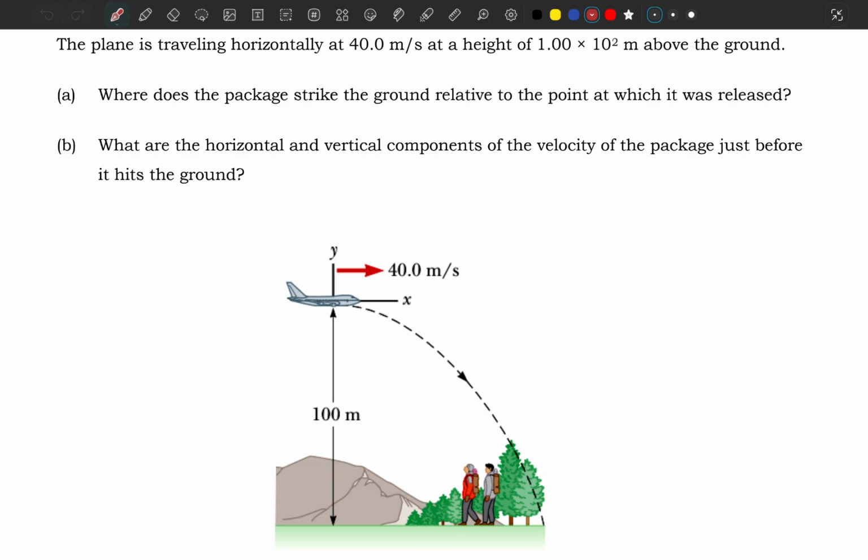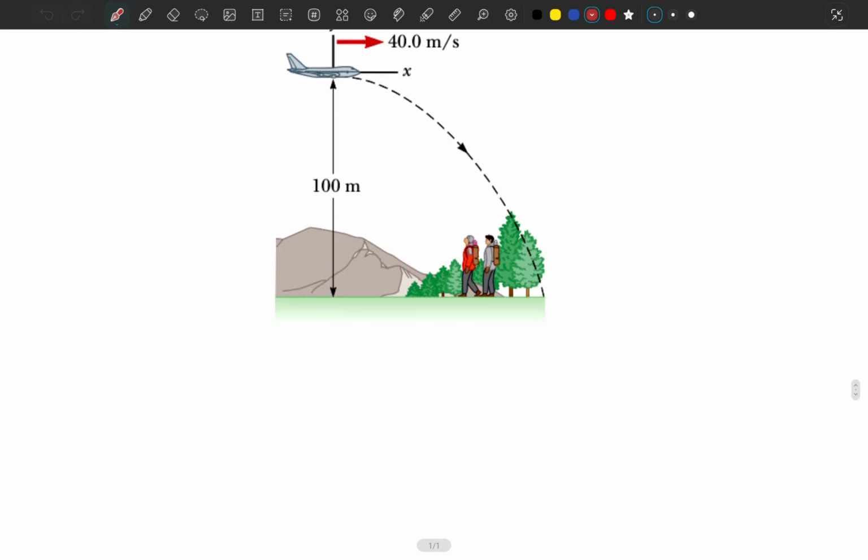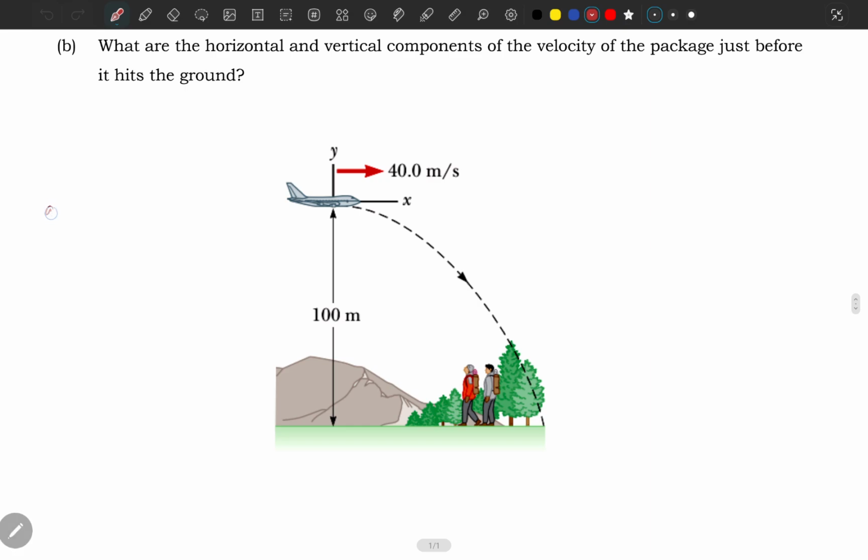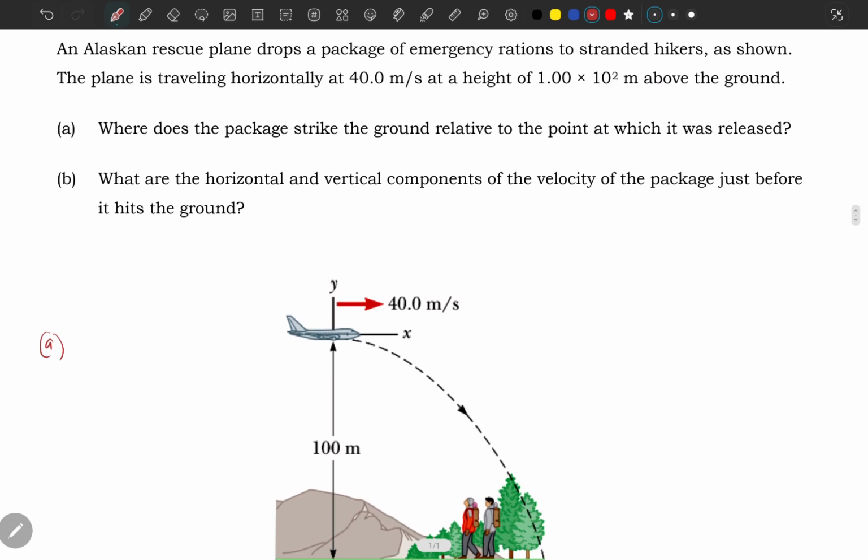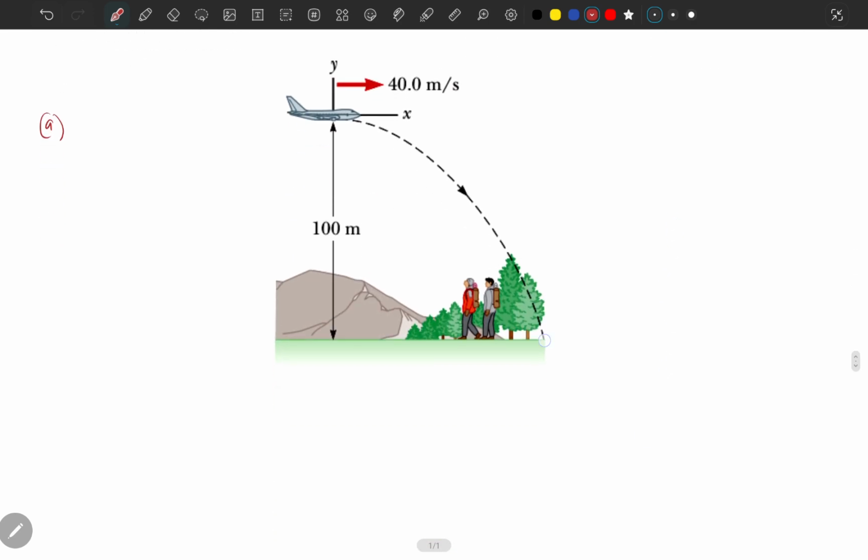And B says, what are the horizontal and vertical components of the velocity of the package just before it hits the ground? So part A is looking for where the package strikes the ground. Let's say it falls somewhere there. We are just assuming that it falls somewhere there.